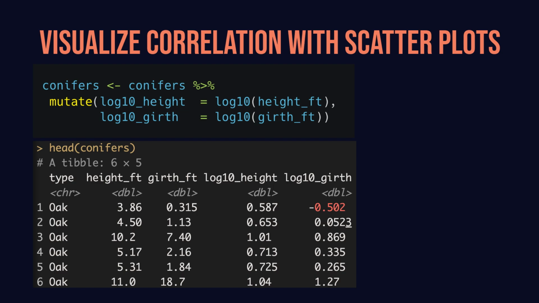Before we make the scatter plots, we need to add the log10 height and the log10 girth data to our conifers dataset. We'll use the mutate function from the dplyr package to add them to our conifers dataset.